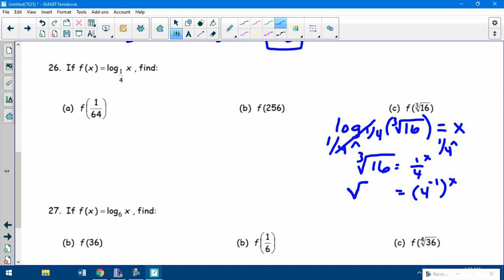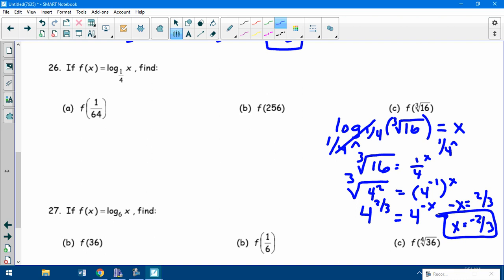Over here, you'd have the cube root of 16, which is just 4 squared. But remember what that cube root means. Now, this is the root. That's the power. So this is 4 to the power of 2 with a root of 3. 4 to the 2/3 equals 4 to the negative x. So negative x equals 2/3. And that's how I get that x is a negative 2/3.